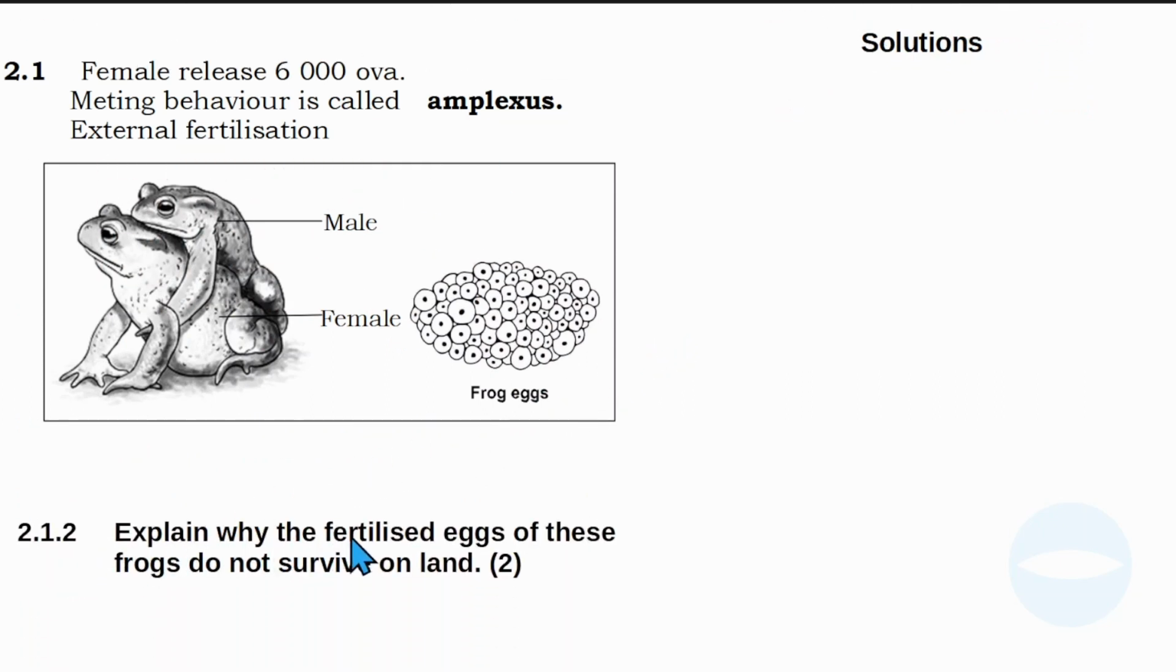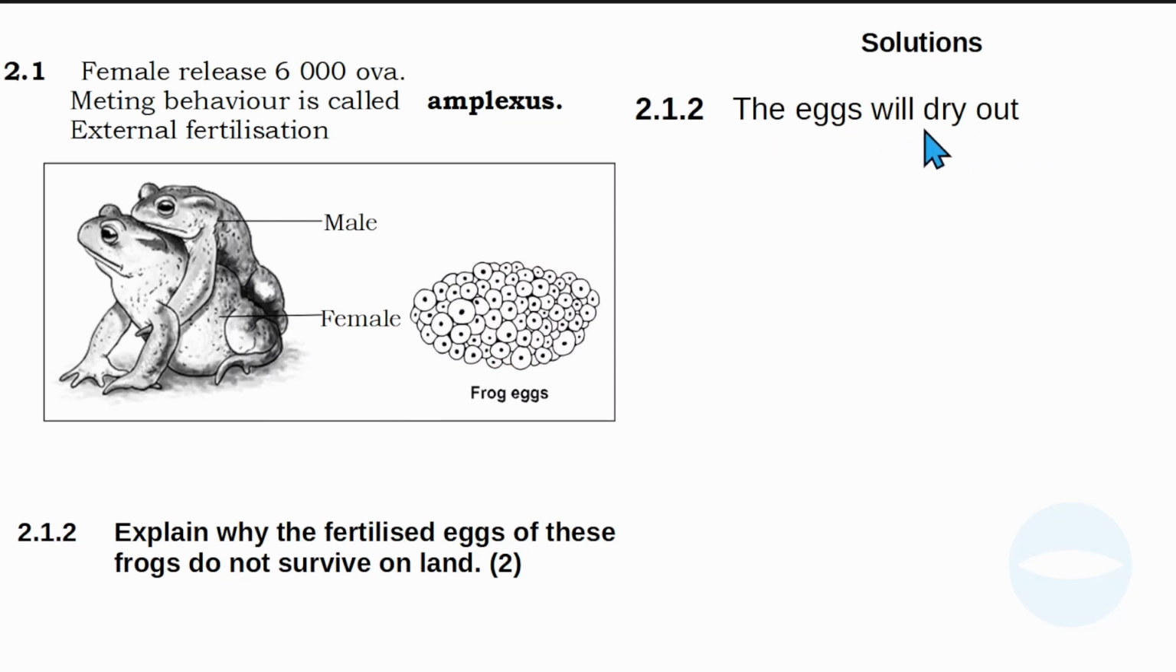2.1.2 says, explain why the fertilized egg of this frog does not survive on land. You must remember that external fertilization requires water, so this fertilization takes place inside the water. The reason why this does not happen outside water is because these eggs are not amniotic eggs. They don't have a shell, and they don't have an amniotic cavity which protects the embryo. So the reason it's not going to happen outside water is because the egg will dry out.